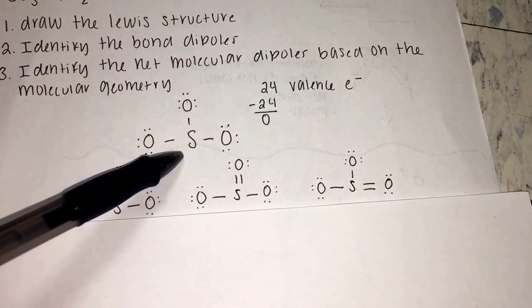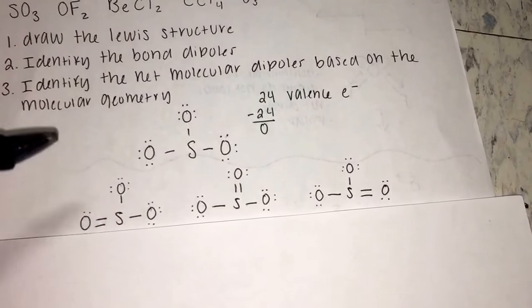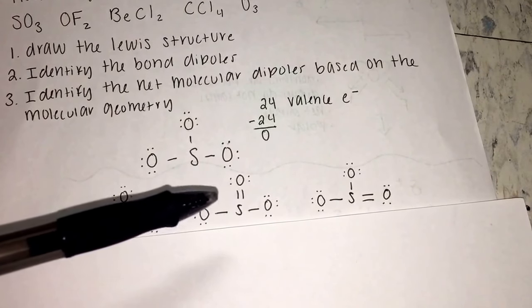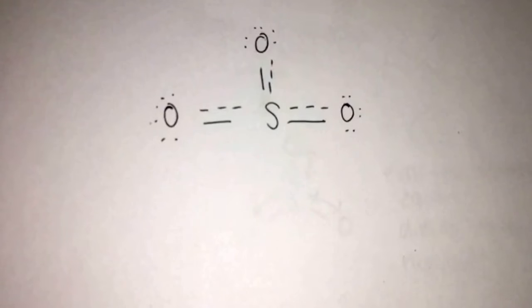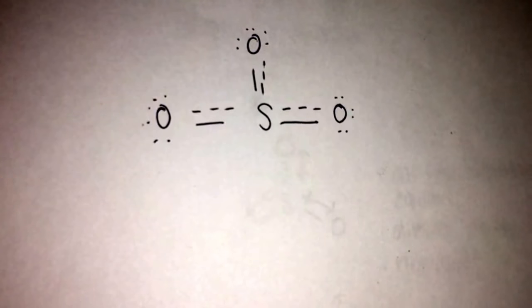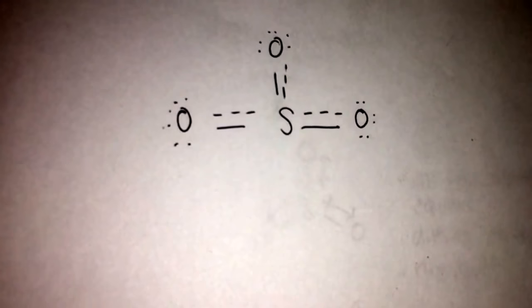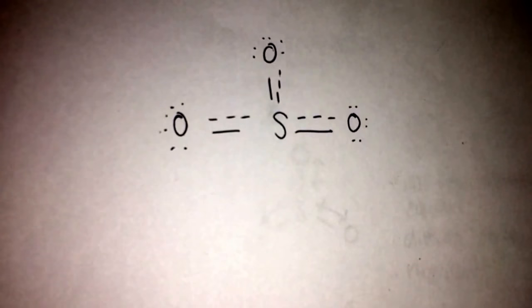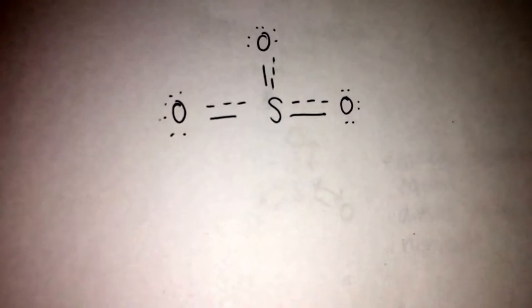Because we are unable to make an octet for S, we can put double bonds between O and S to give S an octet. So our Lewis structure for SO3 would look like this because we have 3 good resonance structures. So all the oxygen and sulfur bonds will have 1 and 1/3 bond in between them.